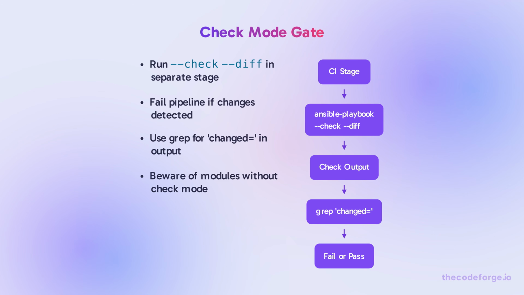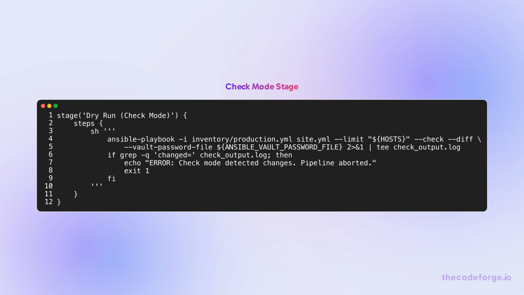A common pattern is to run check diff in a separate stage and fail the pipeline if it detects changes. This acts as a dry run gate before actual deployment. This Jenkins stage runs the playbook in check mode and greps the output for changed equals. If any changes are detected, the pipeline fails.